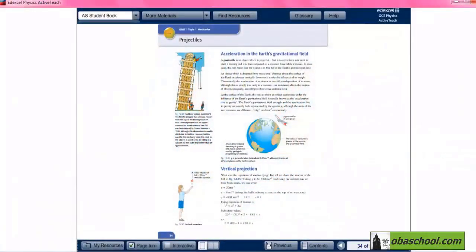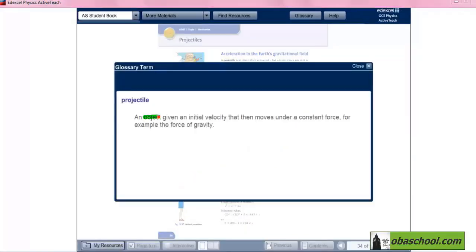So this was the introduction. Now let's see the definition of projectile. A projectile is an object given an initial velocity that then moves under a constant force. For example, it is the force of gravity or the weight of the object.